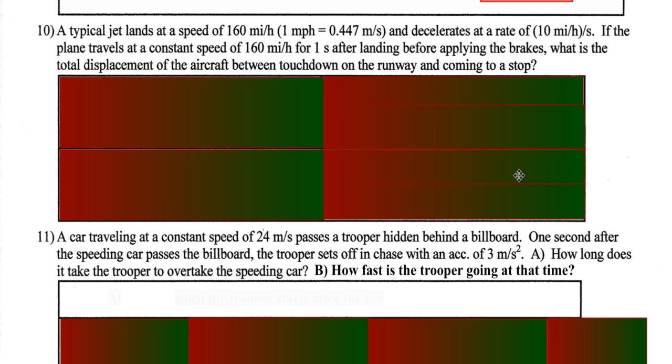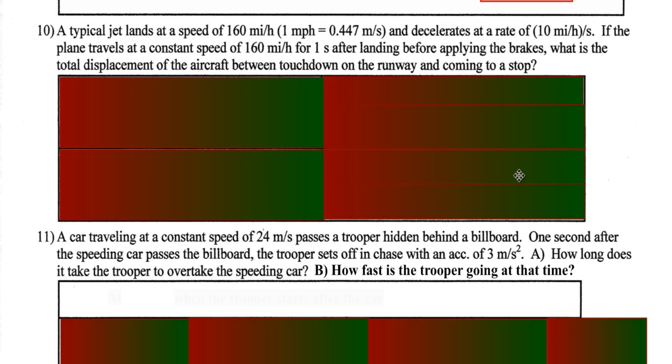So this one's complicated because you have two different types of motion. For 1 second, you were moving at a constant speed, and then for all the rest of the time, you were slowing down at 10 miles per hour per second. Well, the first thing is we're in miles per hour, we're in miles per hour per second, and we're in seconds. We need everything to match up. We can't have hours and seconds. We've got to get everything in the same units.